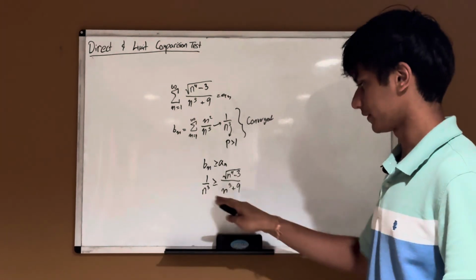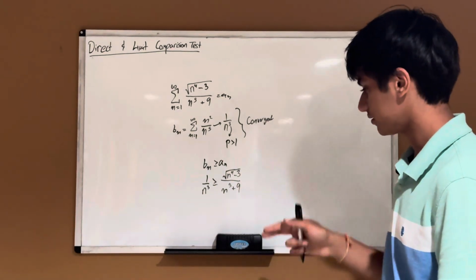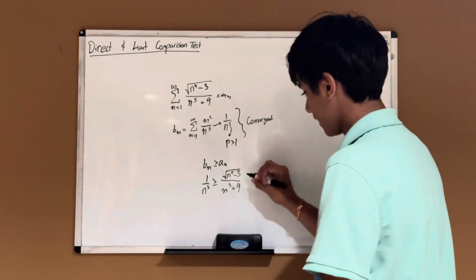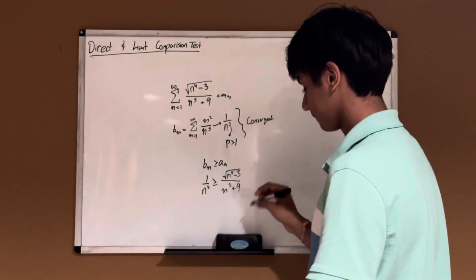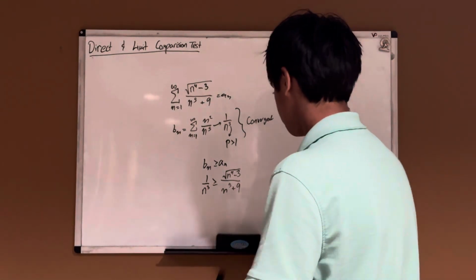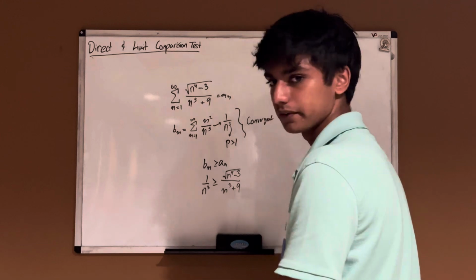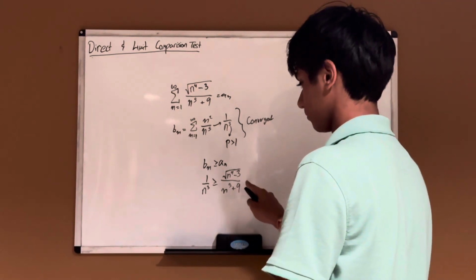It's a little hard to go from here to here in this case, but what we can do is consider what if we didn't have the 3 in the top. If we didn't have the 3 in the top, we just have the square root of n to the 4, which is obviously greater than having a minus.